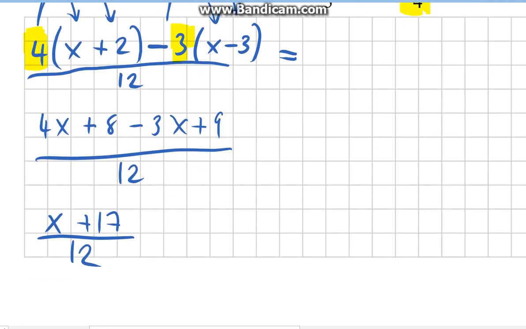It didn't ask us to solve or anything like that, so make sure you don't solve because you will be penalised unless they state to do so. So in its simplest form, which we've done there. So that's our answer.